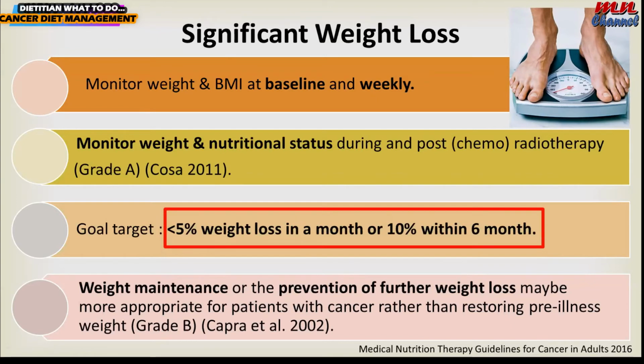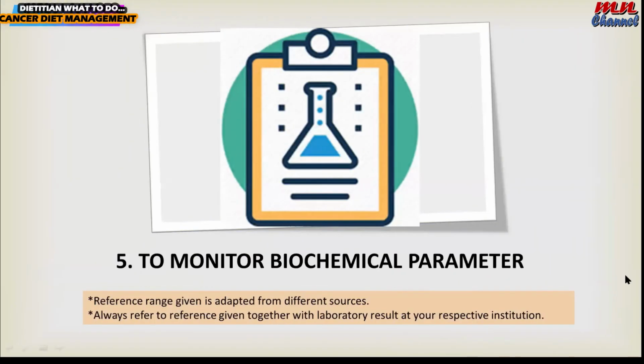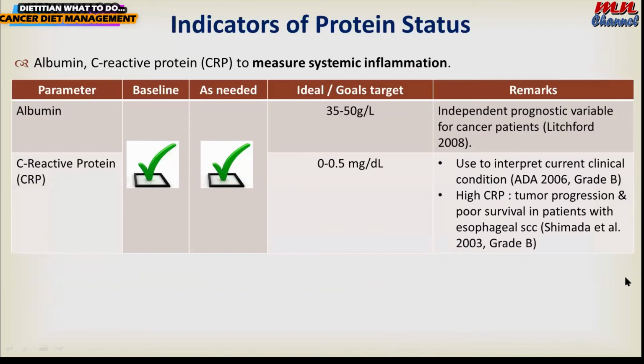And the goal target actually is weight loss of less than 5% in a month or 10% in between 3 to 6 months. The expert guideline also says patients with weight loss less than 2.5% and BMI between 25 to 28 are predicted to have better survival. Okay. And then for the biochemical data, usually we use indicators of protein status, because it's very crucial if you want to see systemic inflammation, usually albumin and CRP.